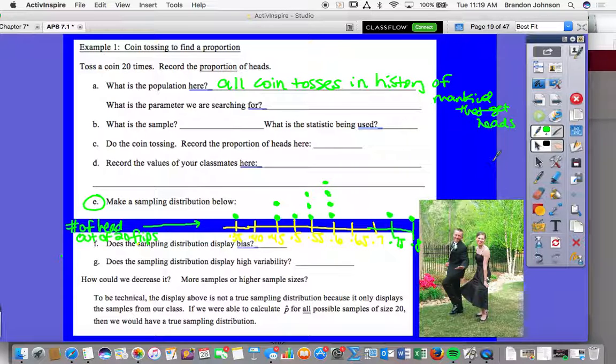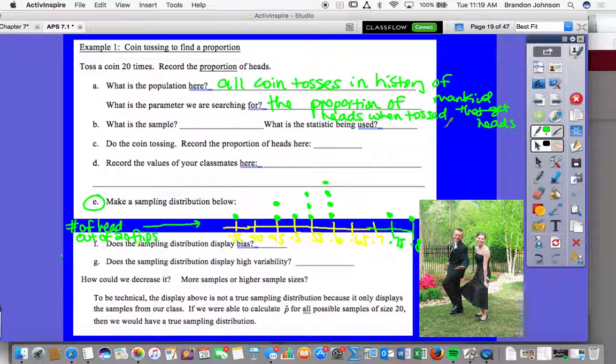Well, remember, proportion is the whole, right? So wouldn't we be focused on the proportion? The proportion of heads, right? So the proportion of the coins who get heads when tossed. Okay? So that's what we're looking for.